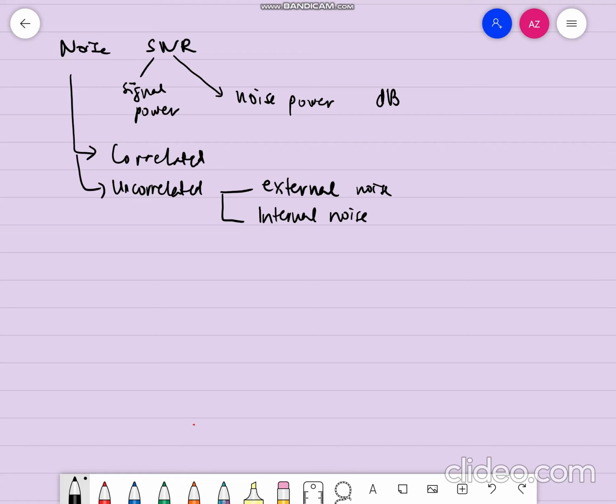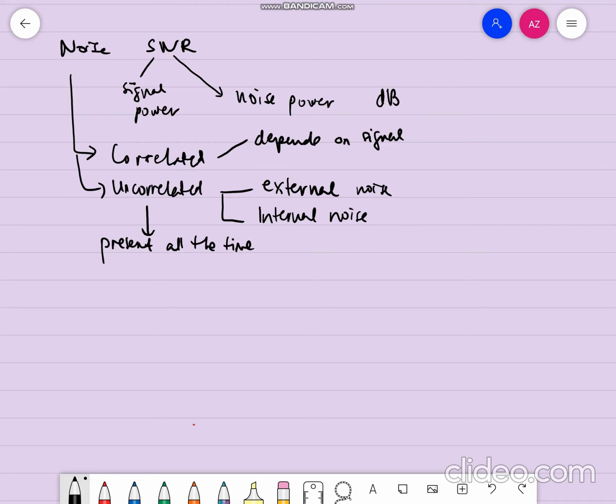Uncorrelated noise, on the other hand, will be present all the time, whether there is a signal or not. Correlated noise depends on the signal: if we have a signal, then only we have the noise. But here it will be present all the time, whether there is a signal or not.